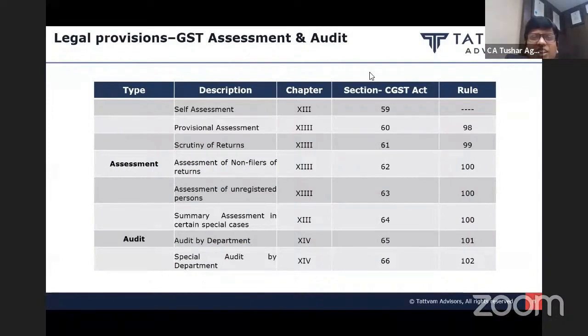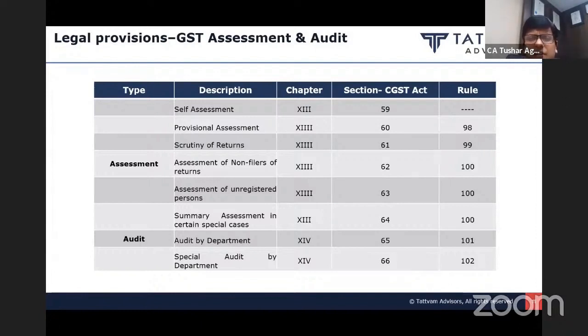So the entire litigation under GST can be divided into various buckets. First is your assessments. Second is your audits. Then we have adjudication. And then we have search, seizure, summons, etc. And thereafter appeals. So section 59 to section 64 deals with assessment. Say one of the sections is scrutiny of returns. If there is a difference between GSTR 1 and 3B, or there is a difference between 2 and 3B, you get an assessment notice.